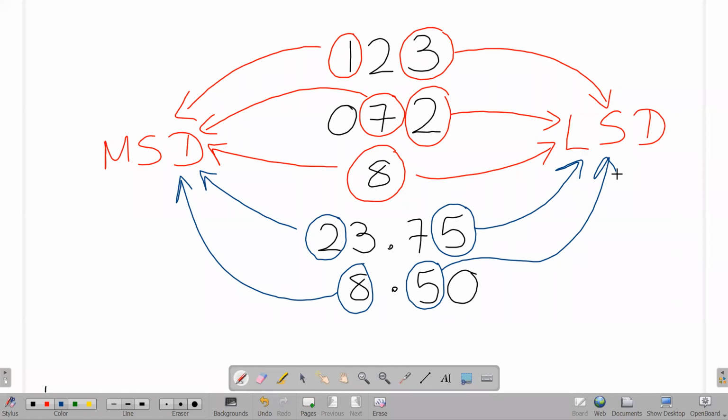Right, so the 8 is going to be the most significant digit because it is the leftmost value which is not a 0. And 5 is going to be the least significant digit because it is the rightmost value which is not a 0, right? And that applies for decimal numbers, like floating point numbers, which have a decimal point. Is that clear, everyone?